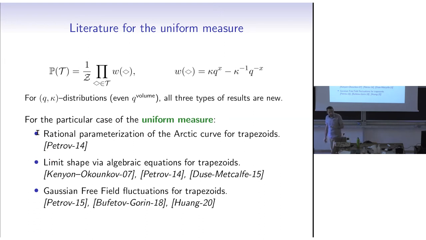The fact that limit shapes should be described by algebraic equations. In wider generality, it's the Kenyon and Okounkov result, but then for the trapezoid, there are results of Petrov and Duse-Metcalfe for the uniform measure, and Gaussian free field also. There are three different methods to find it for the uniform measure. But again, the whole point is that we go beyond the uniform measure in this talk.